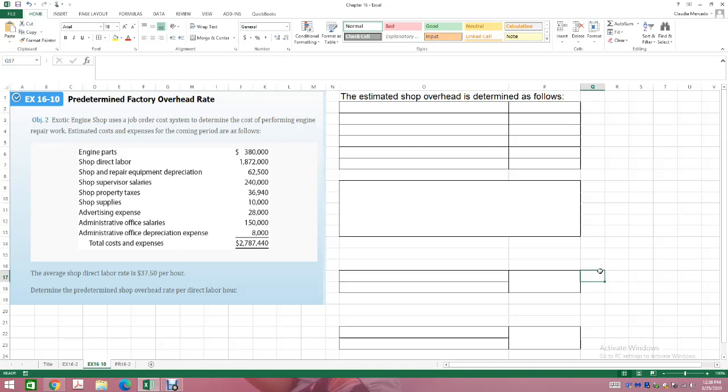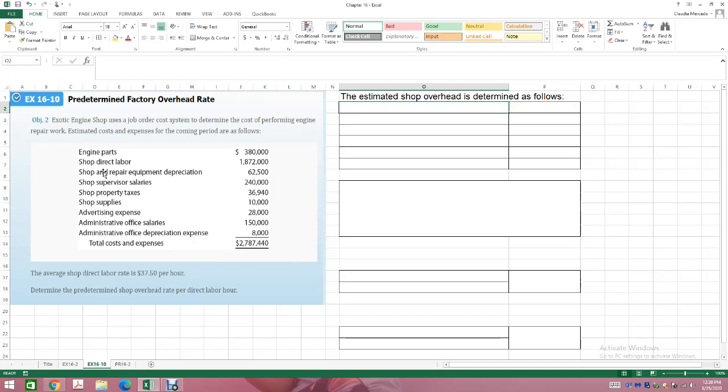Remember the three components: materials, labor, and overhead. Here we're more interested in calculating the overhead rate. So in order to be able to calculate the overhead rate, first we need to figure out what's my shop overhead. Well, we're going to start off by calculating the estimated shop overhead using the following. Okay, so the first thing we have is we have to identify which of these components belong to overhead. Engine parts, those are direct materials. Shop direct labor, that's your labor right there, your direct labor.